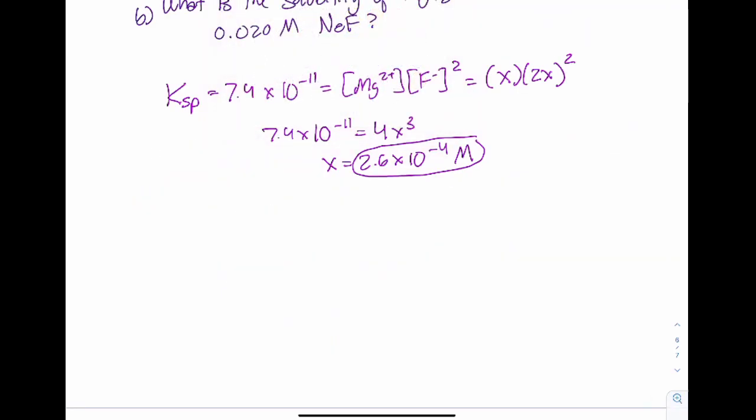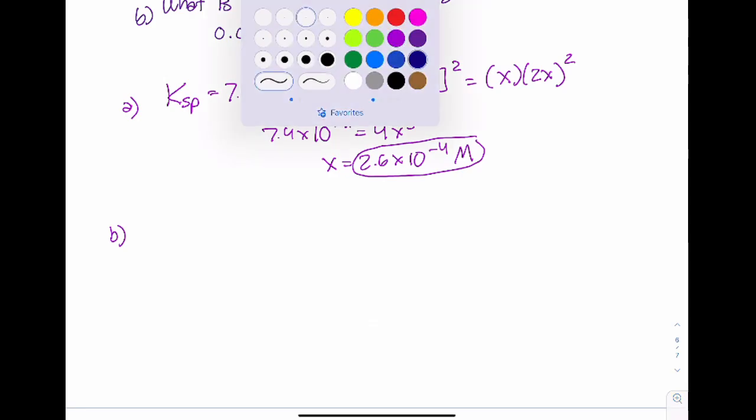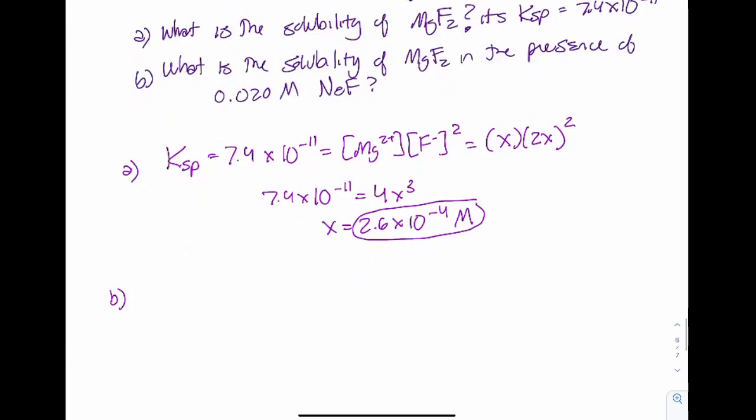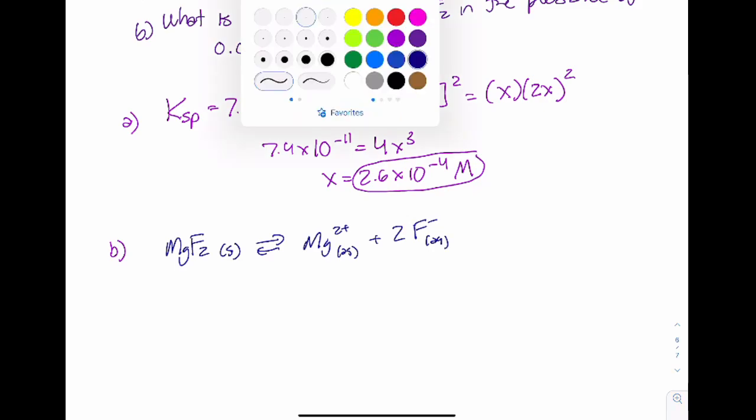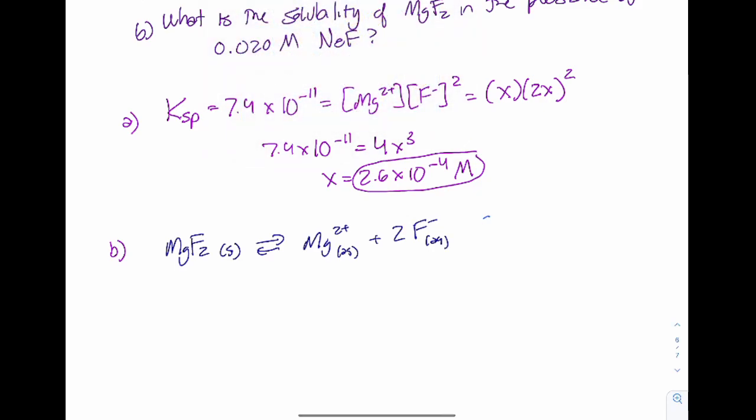B. And I'm just going to rewrite our equation just so I have some more room here. So the one that we wrote up here, magnesium fluoride forming magnesium ions plus 2 fluoride ions. And then this time our concentration of fluoride is actually going to come from 2 sources.